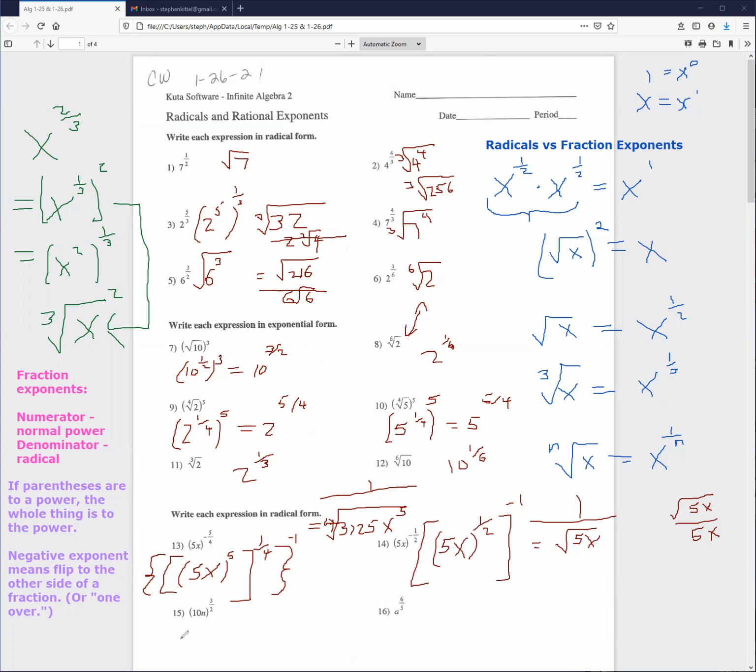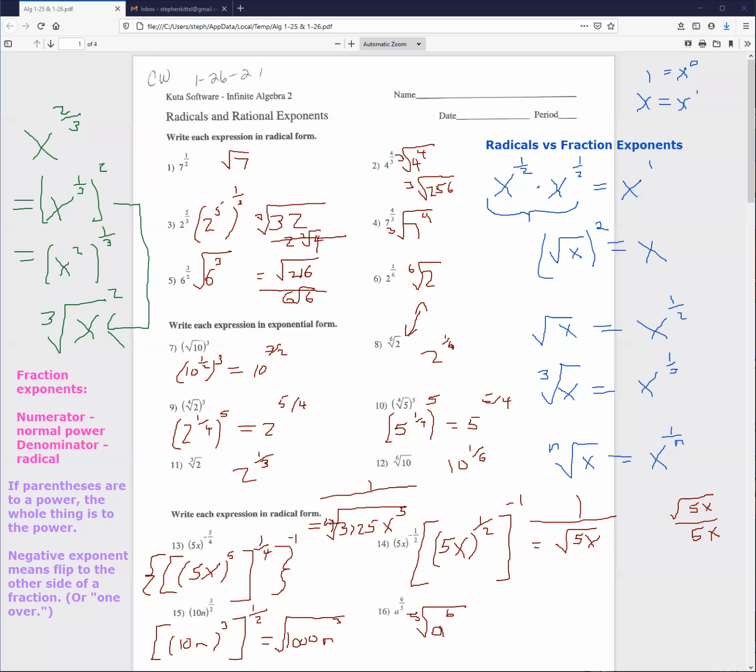All right, 15, 10n to the 3/2. So 10n to the third to the 1/2. And again, as I said before, we could have flipped the order of the to the third and to the 1/2. But because we're going to be doing the 10 to the third as well, I think we want to do the numerator first. So 10 to the third is 1,000. n to the third is, well, n to the third. And then to the 1/2 power means we're doing the square root of all of that. And finally, a to the 6/5, this is very direct. We have a to the 6 to the 1/5 power.